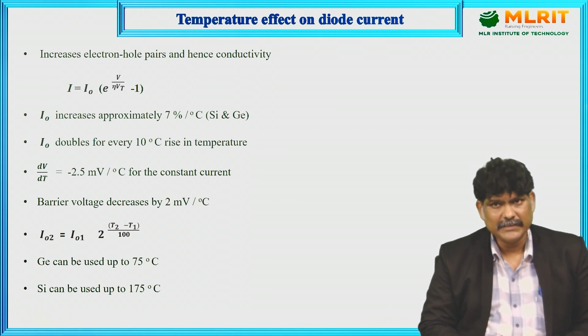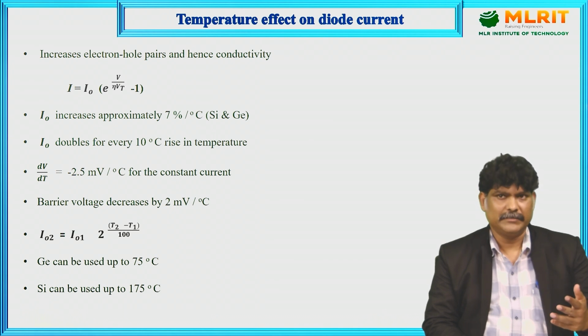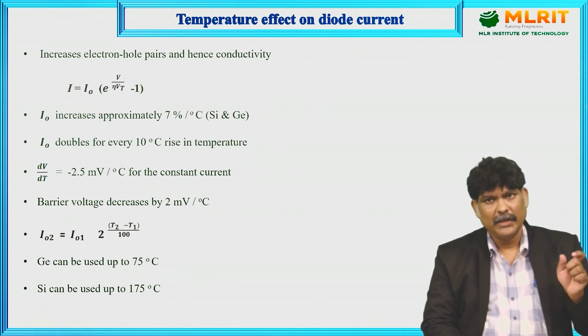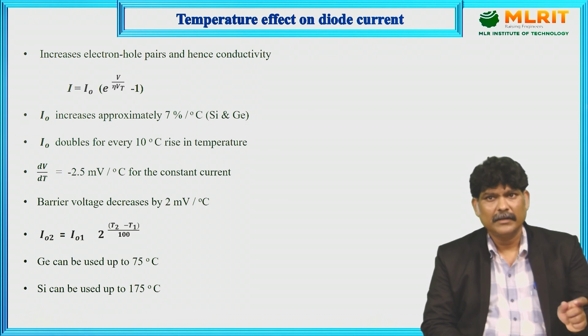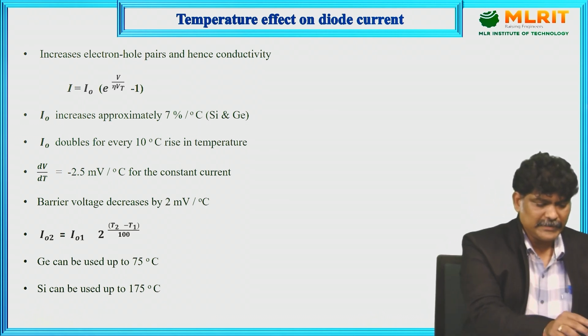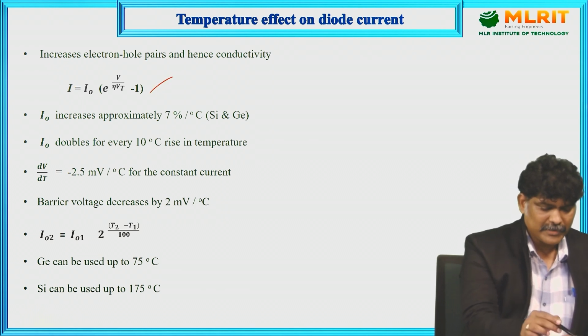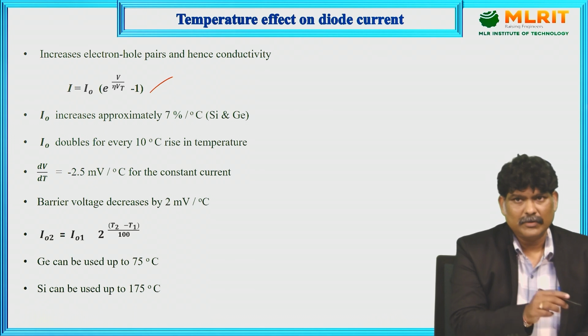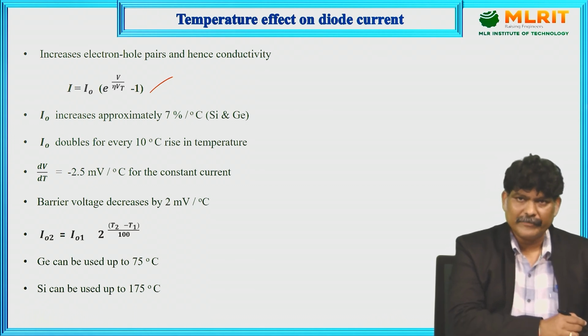The current will increase, because an increase in temperature generates electron hole pairs, and hence the current also increases. Before going into detail, let us see the diode current equation. I is equal to I naught into e power V by eta Vt. And what is I naught? I naught is the reverse saturation current. The temperature effect is mainly on the reverse saturation current.